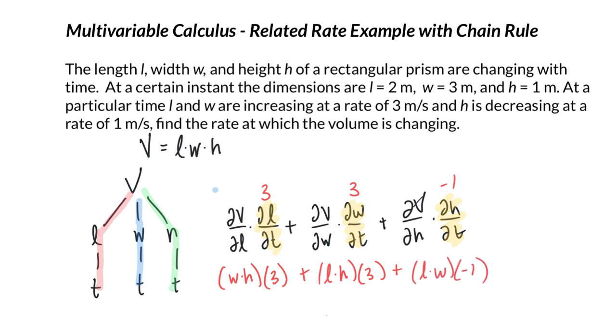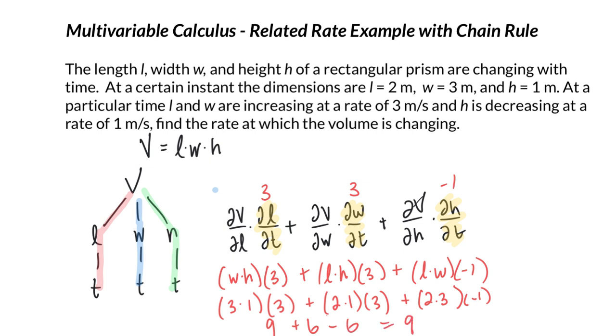And now we could simply put in these values. L is 2, W is 3, and H is 1. So we'd have 3 times 1 times 3 plus 2 times 1 times 3 plus 2 times 3 times -1. So we've got 9 plus 6 minus 6, which is 9.